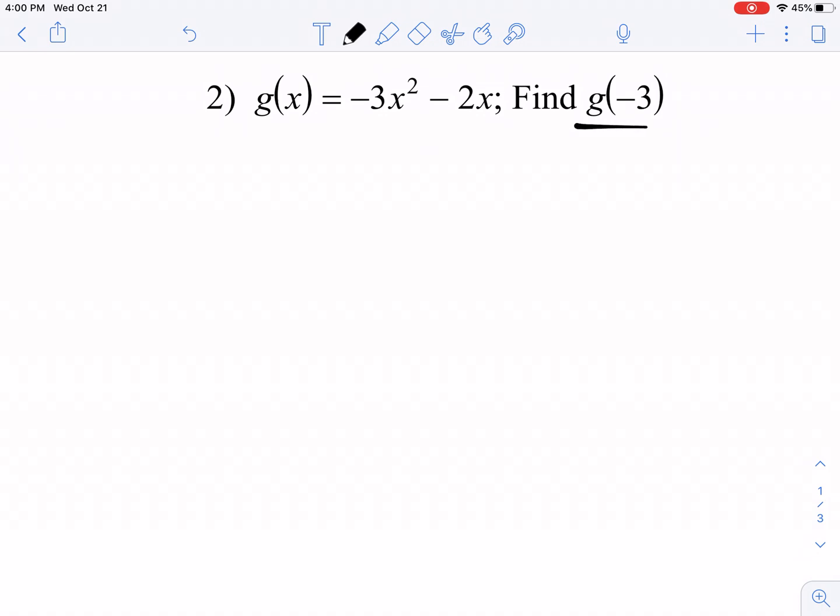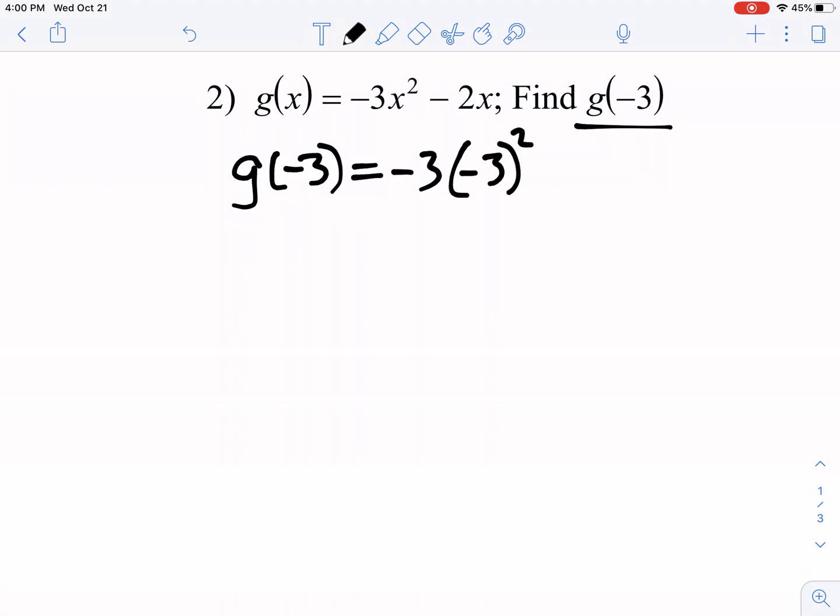This is find g of a negative 3. Okay, so our input into the function here is going to be negative 3. So plugging that in, we have a negative 3 times negative 3 squared. Make sure it's in the parentheses because we're plugging it in for x, minus 2 times the negative 3. Okay, now solving this again, we're just following or evaluating it. We're just following the order of operations here, okay?